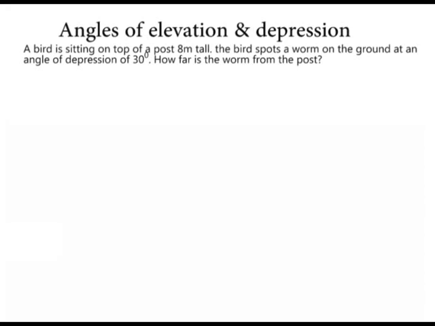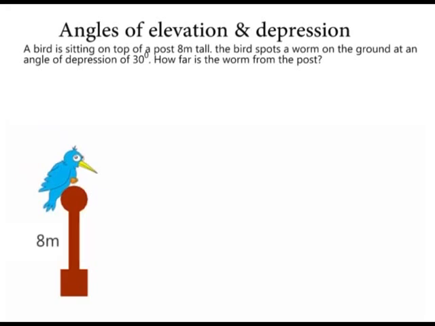Let's take an example. A bird is sitting on top of a post that is 8 meters tall. The bird spots a worm on the ground at an angle of depression of 30 degrees. That bird is a genius. How far is the worm from the base of the signpost? That's the signpost and the bird, 8 meters high, and it sees a worm, and the angle of depression is 30 degrees.